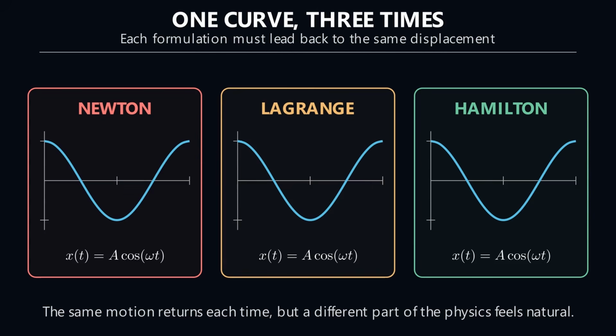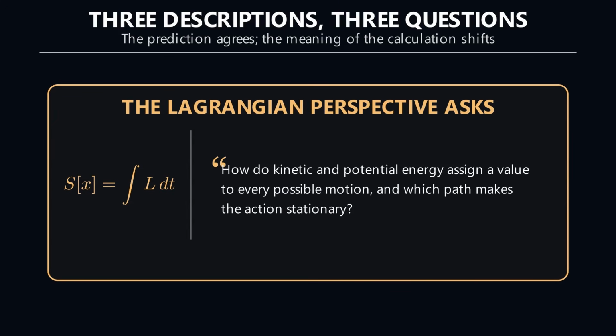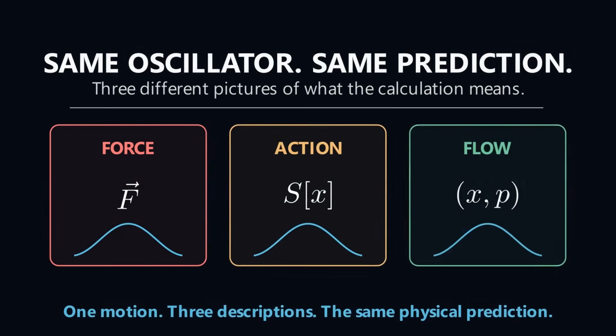The Newtonian perspective asks what forces are acting on the mass and what acceleration they produce. The Lagrangian perspective asks what happens if we start with the kinetic energy minus the potential energy and use the Euler-Lagrange equation. The Hamiltonian perspective asks what happens if we describe the motion using position and momentum at the same time. Same oscillator, same prediction, but three different calculations.